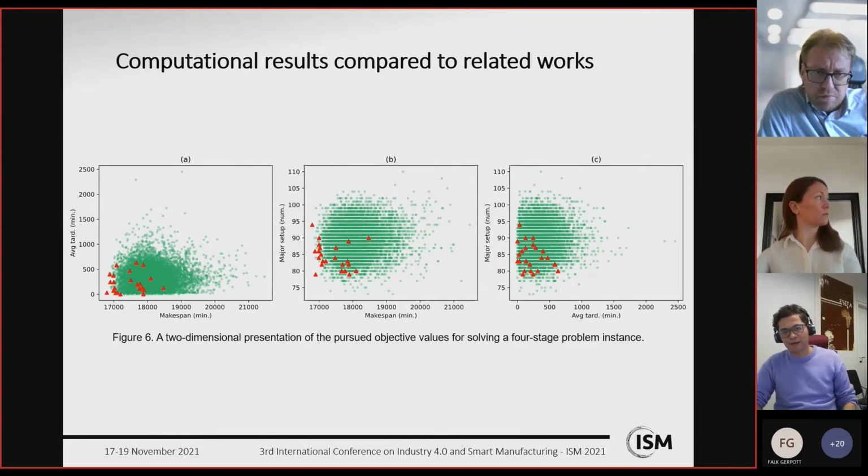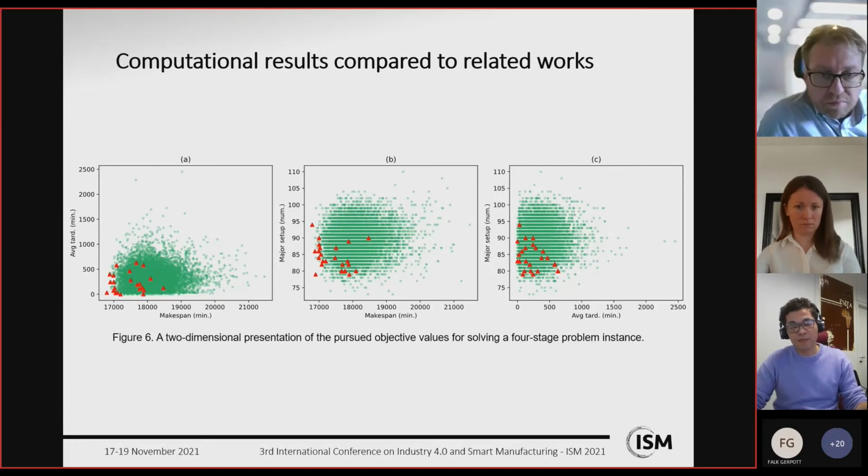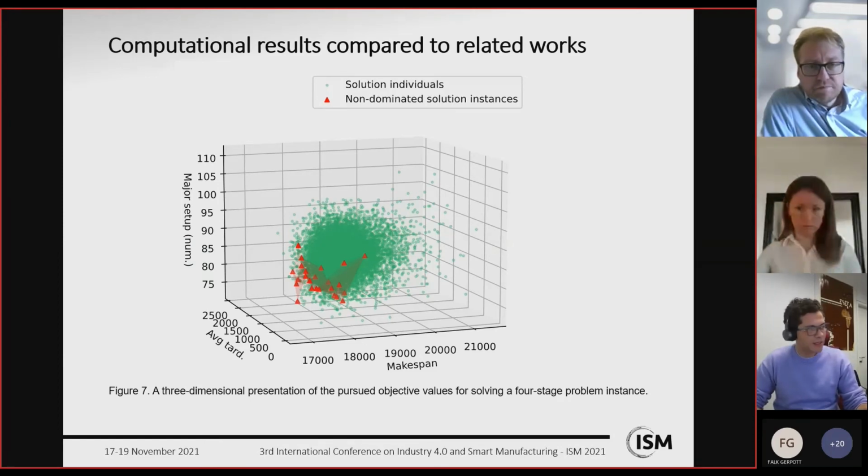I wanted to point out how complicated it can be to pursue multi-objective optimization problems, and how the conflicting natures of those objective values might significantly impact the best identified solutions. Now, that's a 3D presentation of all objective values.